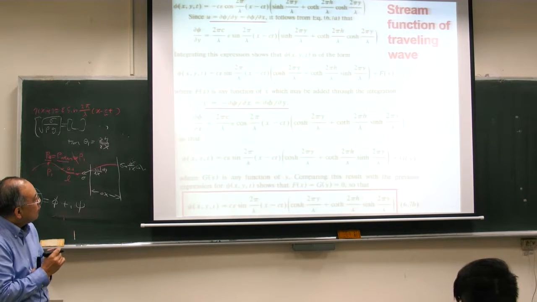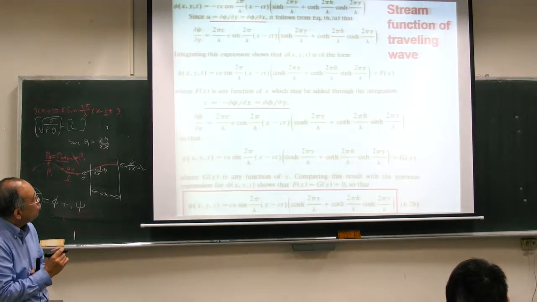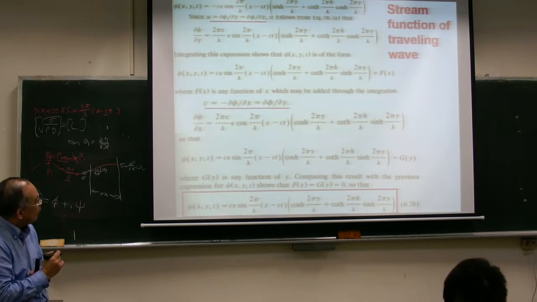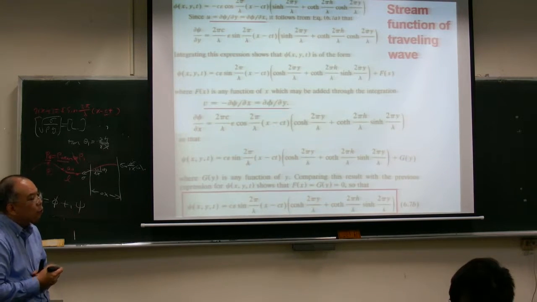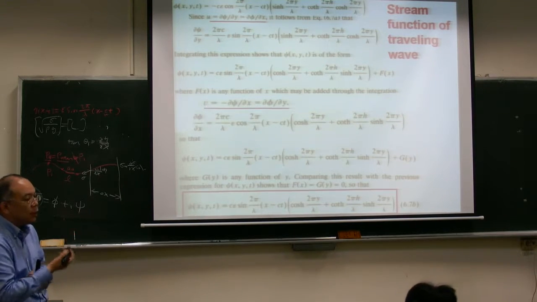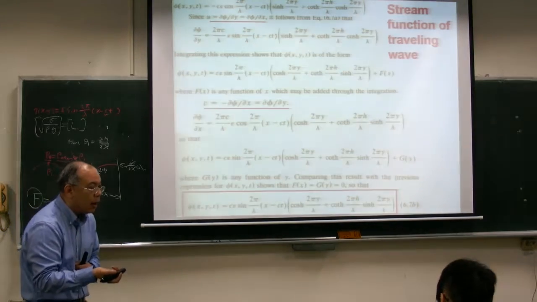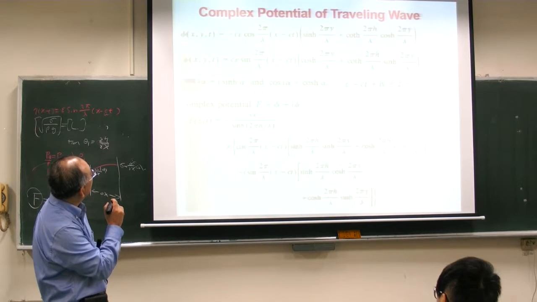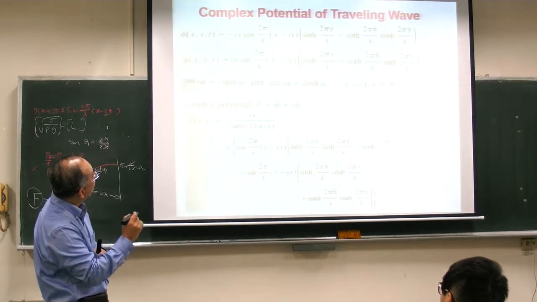So this is the integration constant, f(x) g(y), which can be assumed equal to 0 for simplicity. Okay. So this is the psi function we have. We have the velocity potential, we have the stream function. Finally, we can get what? Our complete potential. Right?